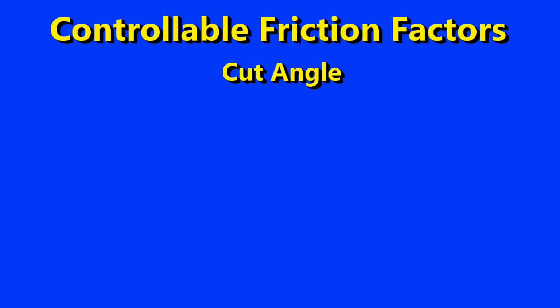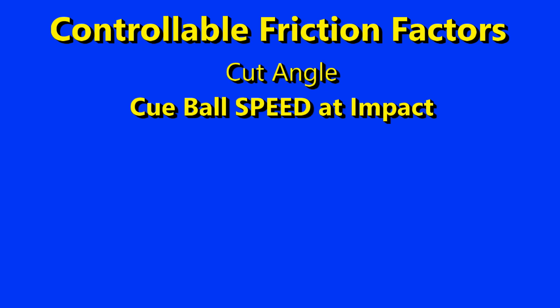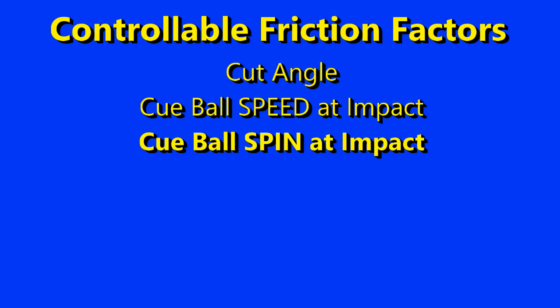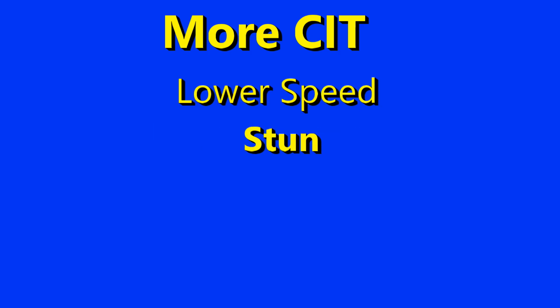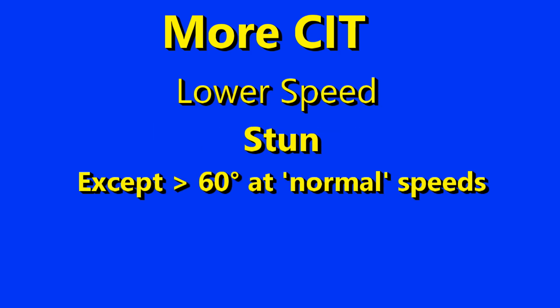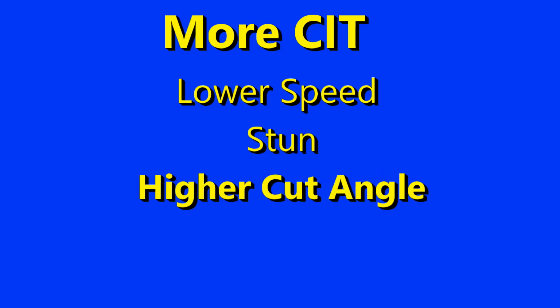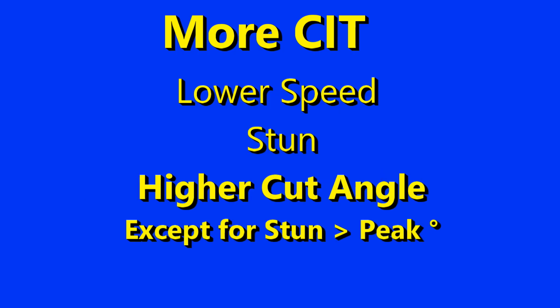Because friction is actually complicated, it also depends on the speed of the cue ball at impact and the spin of the cue ball at impact. There's more throw at lower speed, no cue ball spin, that is stun at impact, and higher cut angle.